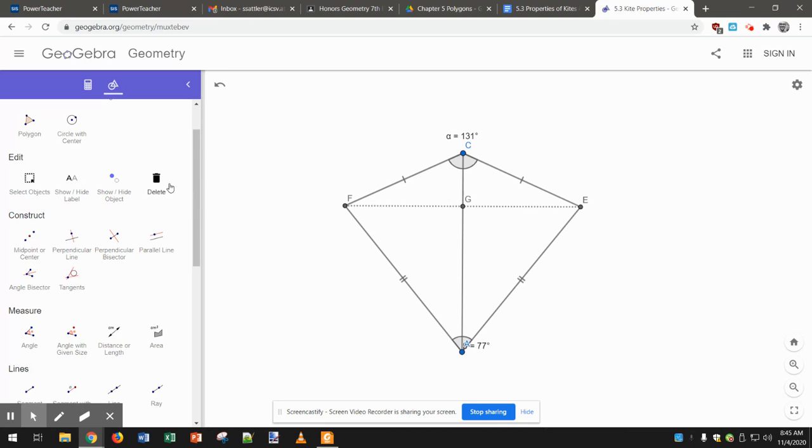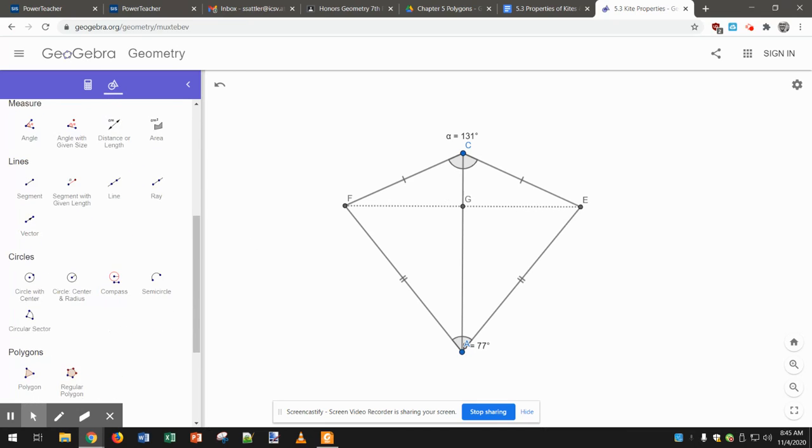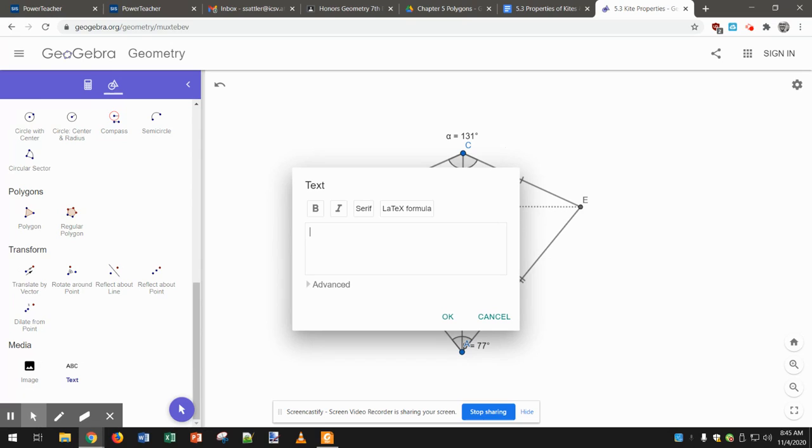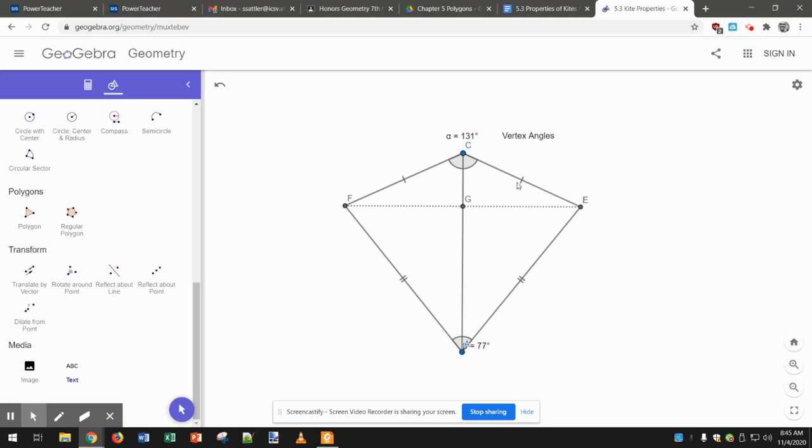So I'm going to write that here. These are the vertex angles. Okay, so those are not the same. And that should be fairly obvious in this diagram.